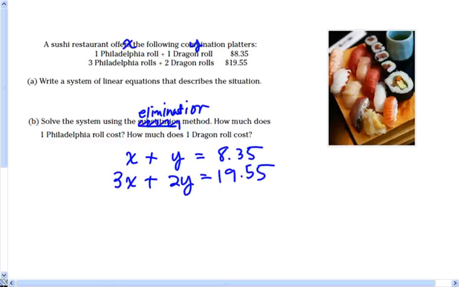But if I were to triple this first order here, 1 Philadelphia, then I'd have 3x plus 3y equals 835. Then I could eliminate by subtracting.